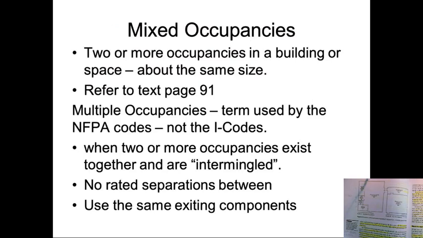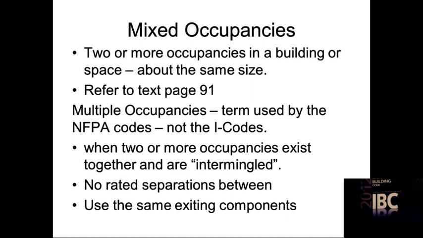So we may end up having mixed occupancies. That's where two or more occupancies in a building or space are about the same size. And if you refer to page 91, it kind of talks about mixed occupancy. It's separated mixed occupancies and non-separated mixed occupancies. When the different occupancies are divided by the required rated assemblies, what are required rated assemblies? Those are walls, floors, and ceilings. These occupancies are considered by the IBC to be separated mixed occupancies.